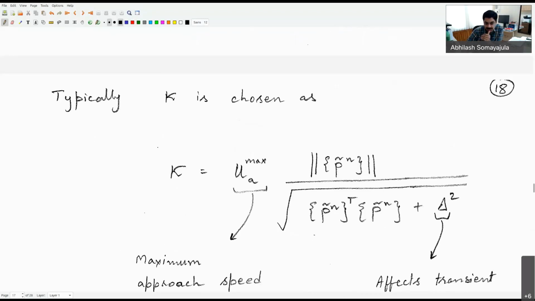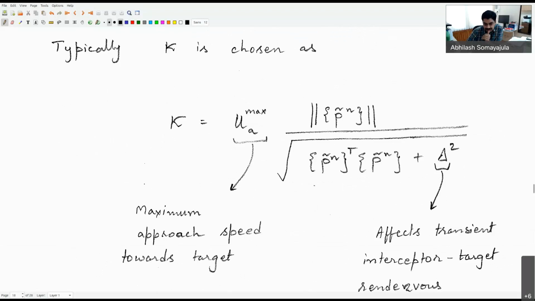Now, typically this proportionality constant, which you saw there as K or kappa, however you want to call it as the Greek letter, is usually chosen something like this, which you see here. So what we are doing is taking the difference between the current position and the target position, taking a norm of that, divided by the square root of the norm squared plus some delta squared, and scaling it by a factor of the maximum approach speed.